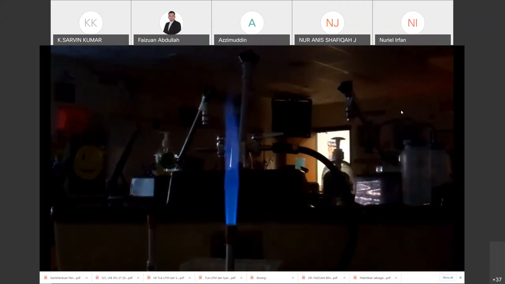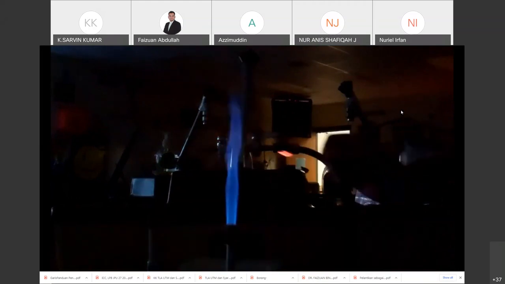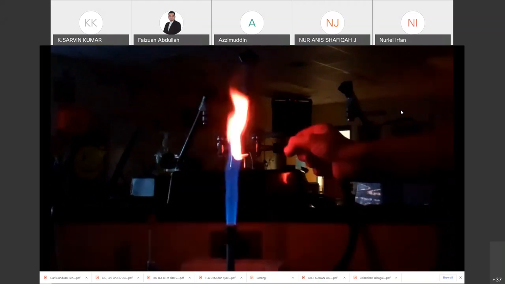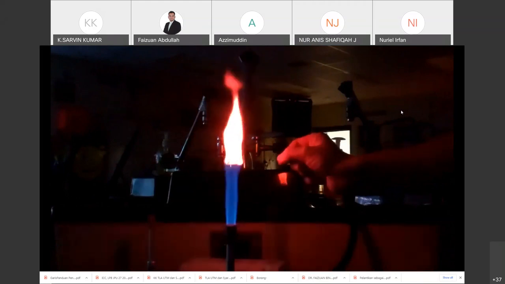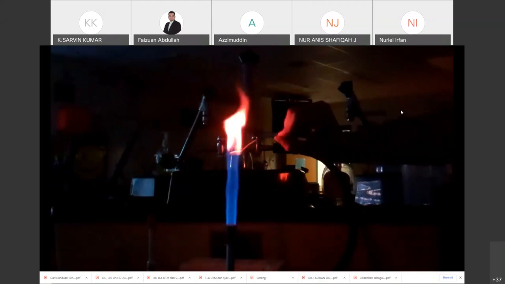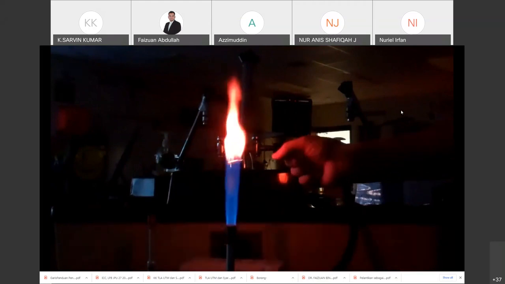Okay. This substance is calcium. Calcium burns a bright red orange. You saw it there first. That bright red orange. Different than the sodium. Sodium is more yellow. This is not orange.